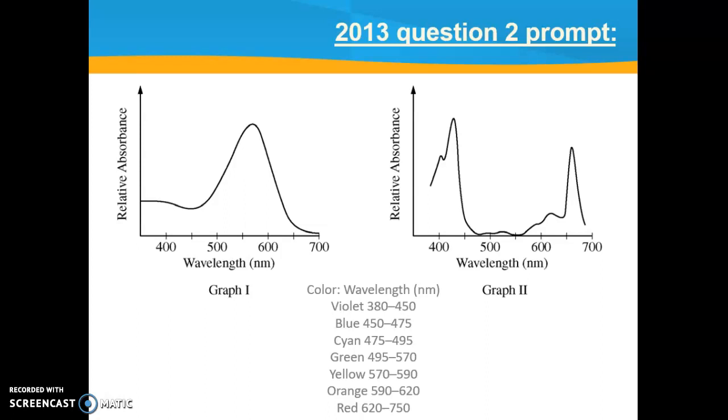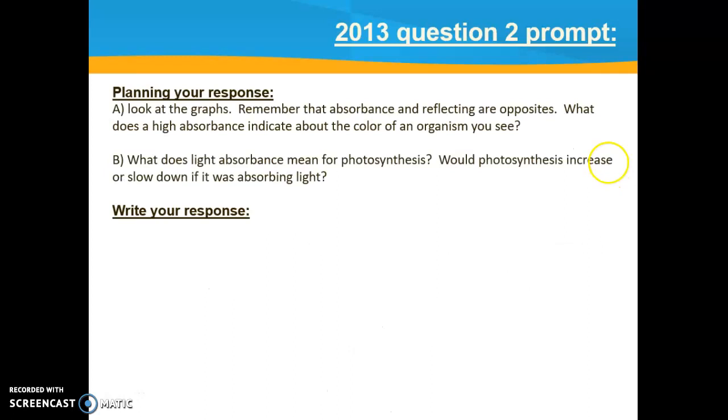Now remember, a pigment appears the color that it is because that is the color light that's being reflected. So for example, if you have a red pigment in your shirt, it is absorbing all of the other colors and reflecting light back to your eyes that are the red range. So using that, which graph would be which?